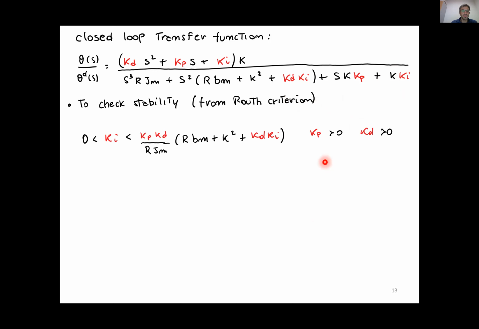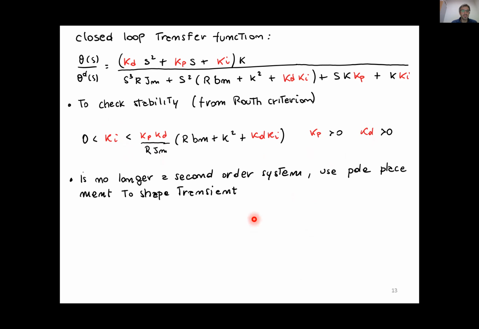But the important thing is that this system has negative real part poles if the proportional gain is always positive, the derivative gain is always positive, and if the integral gain is in this range. Out of this range, one of the roots becomes positive and the system becomes unstable. So you start to see here that as the controller complexity increases, you cannot do whatever you want, and you start to have some constraints between the parameters themselves of the controller.